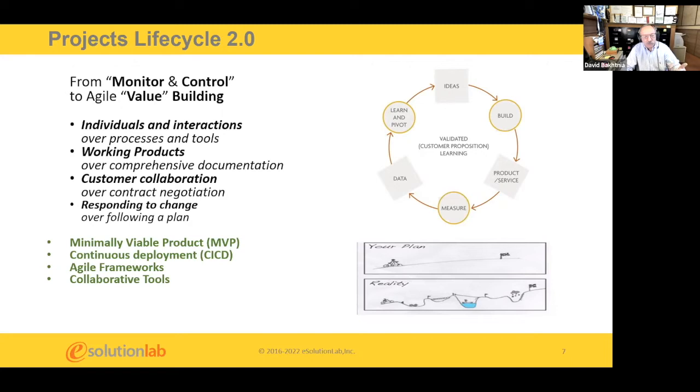That's why different frameworks are just frameworks. They are not divine or written-in-stone kind of rules and techniques. They are tools for us to use and become a servant leader as opposed to just a manager. The era of management is, I think, gone. That's why I'm talking about project lifecycle 2.0.